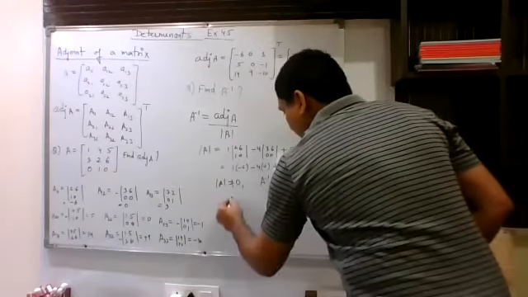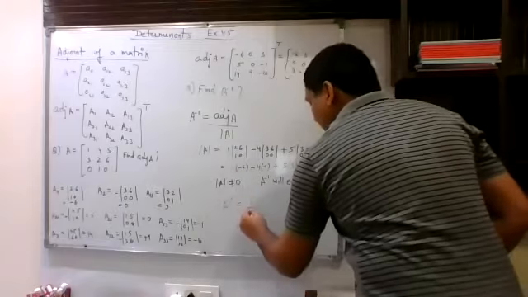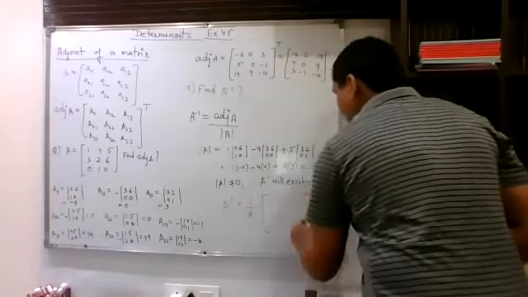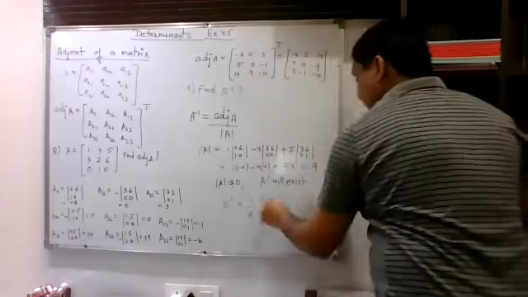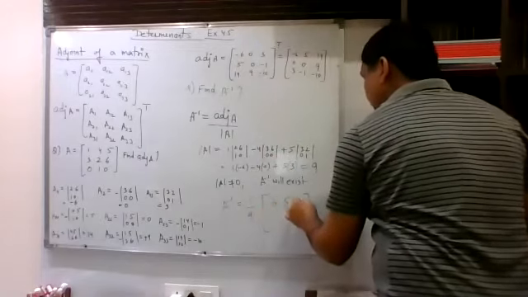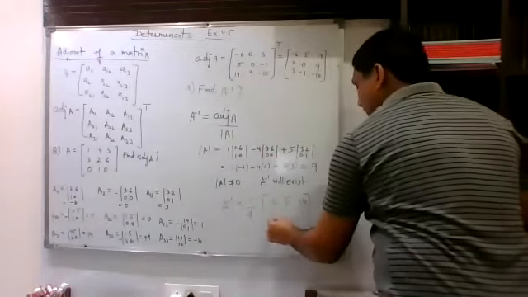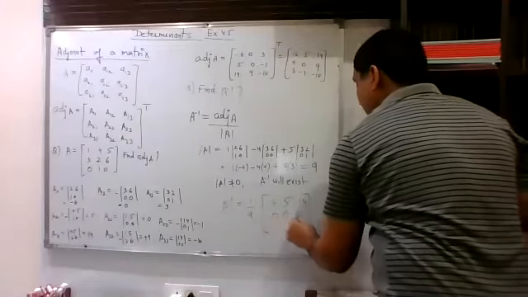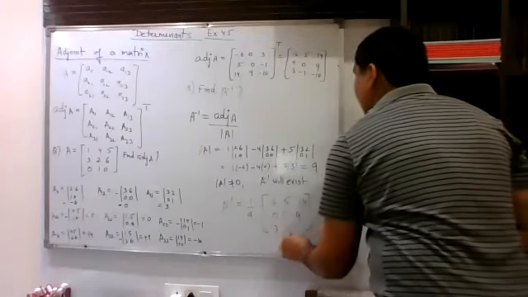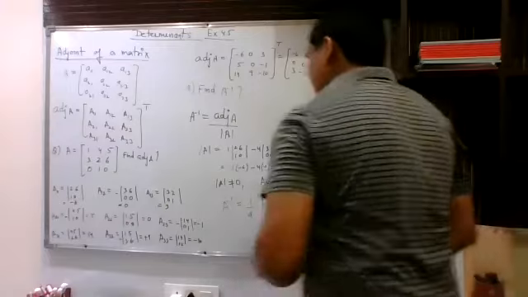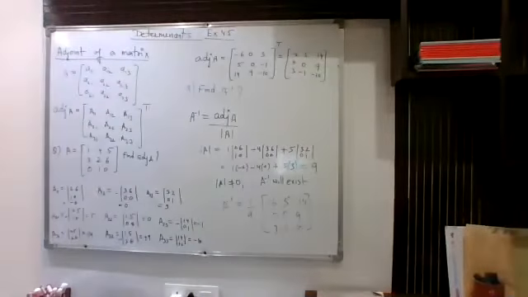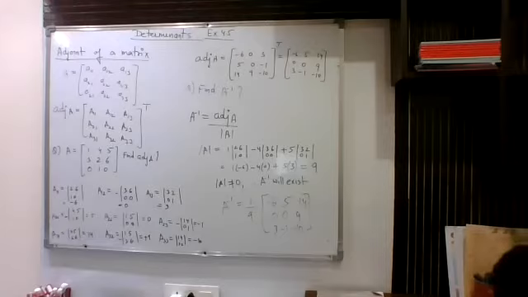And A inverse will be given by, just apply this formula. So 1 upon 9 into this. So it is minus 6, 5, 14, 0, 0, 9, 3, minus 1, minus 10. This is how we can find the inverse of a 3 cross 3 matrix.